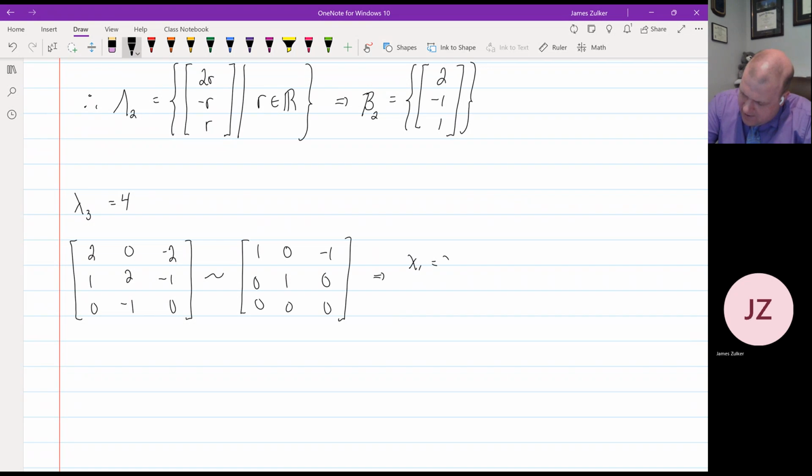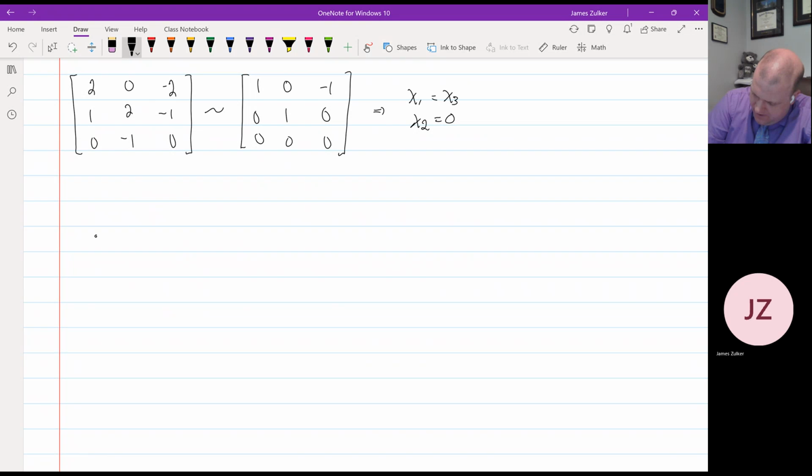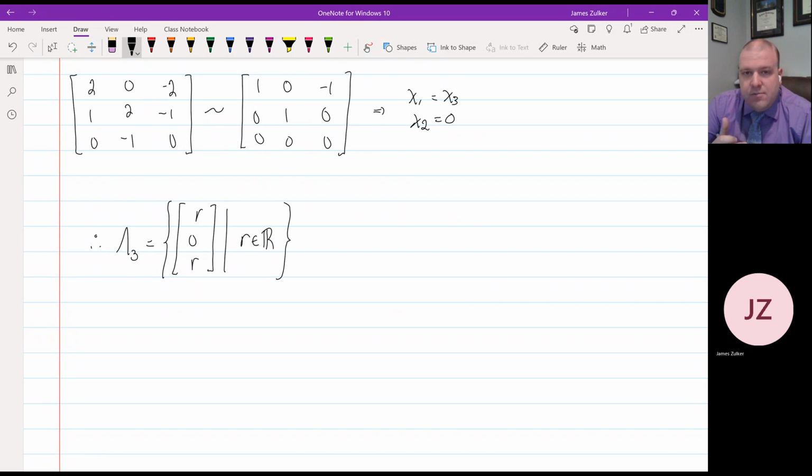This means that x1 has to be x3 and then x2 has to be 0. The eigenspace is then the set of vectors of the form r, 0, r, where r can be any real number. This means that a basis is the set of the vector 1, 0, 1.